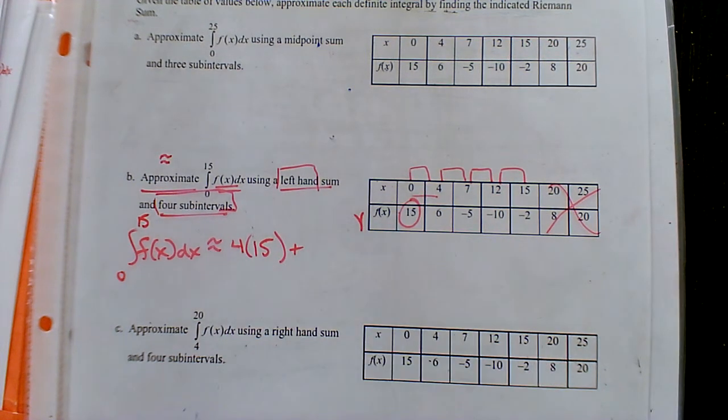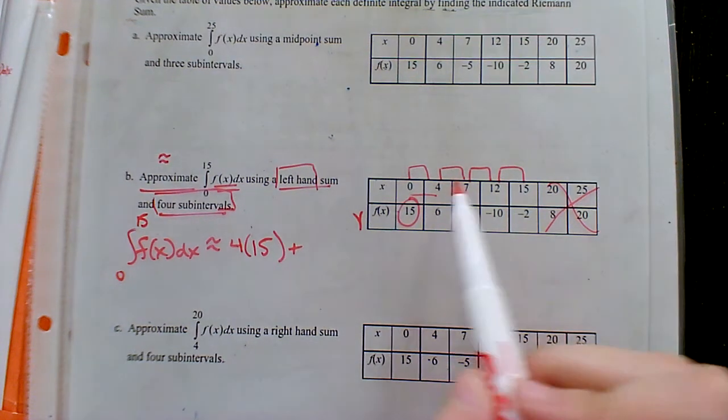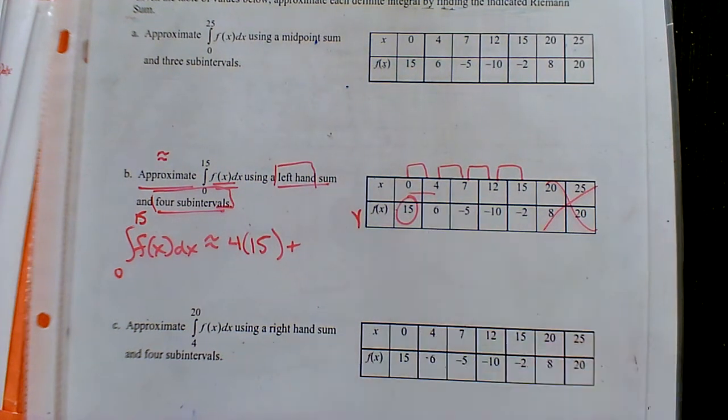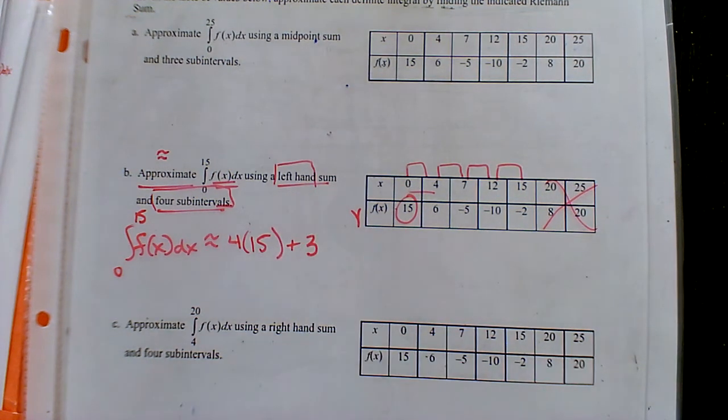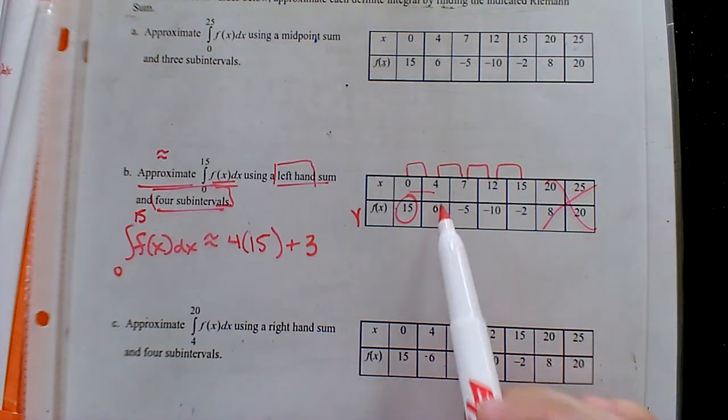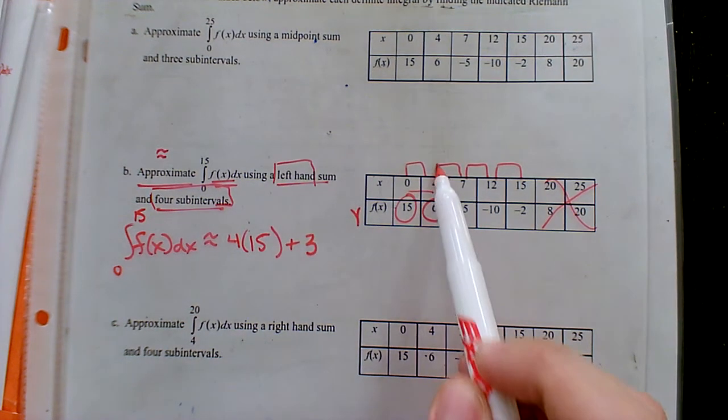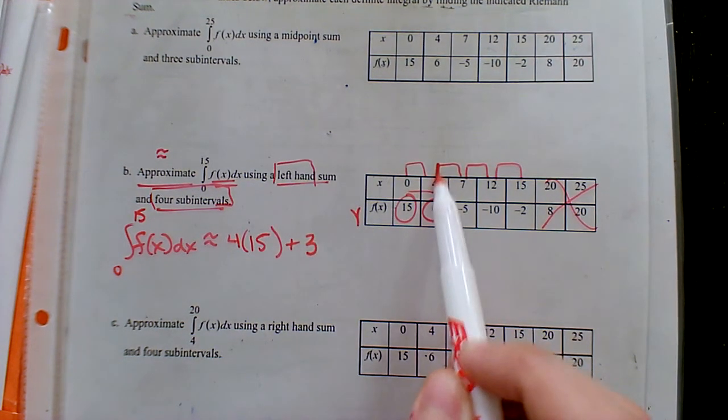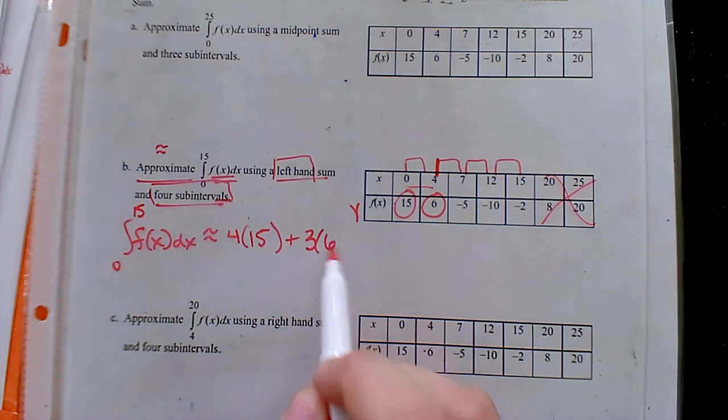Let's now repeat the process for the other 3 rectangles that we listed. The next rectangle goes from 4 to 7. That base length on the x-axis would be 3. 4 to 7 is 3 units. But now we have to find the height on the left-hand side of that rectangle. It'd be 6, yep. Notice how that's the left-hand side of this rectangle that I have here over the 4. So we need 3 times 6.